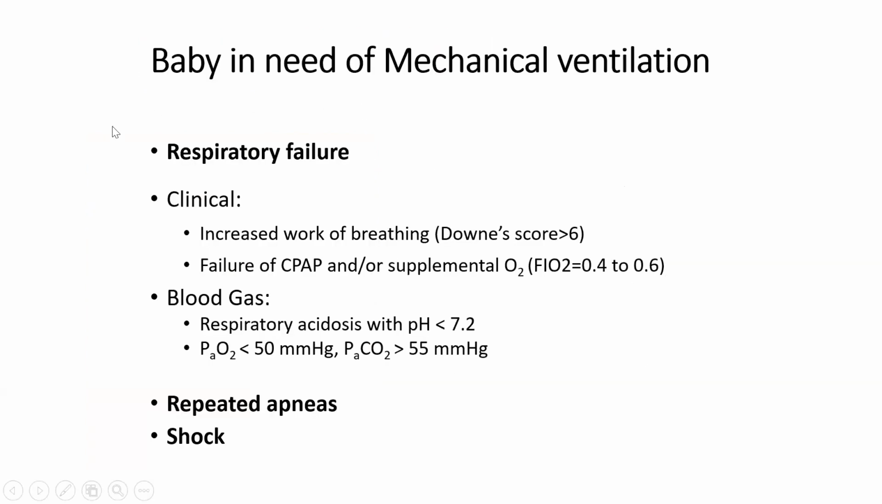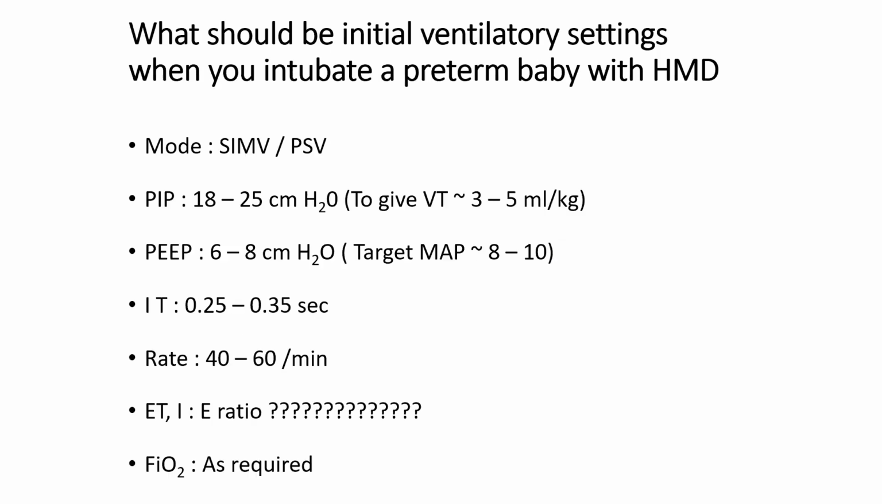So if the baby fails on NIPPV or CPAP, how would we know? Even on CPAP and surfactant, if the baby has increased work of breathing, that is a Downes score of more than 6, or failure of CPAP or supplemental oxygen, or the baby is having repeated apneas or shock, and blood gases are showing metabolic acidosis or respiratory acidosis with PCO2 of more than 55, we have to proceed to mechanical ventilation.